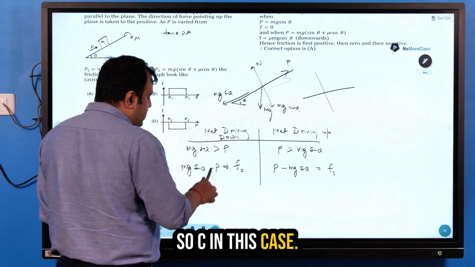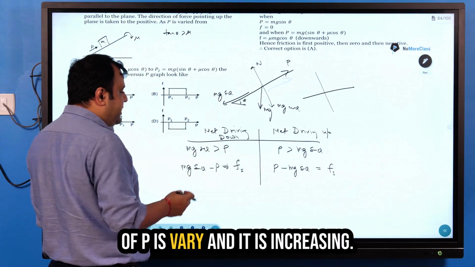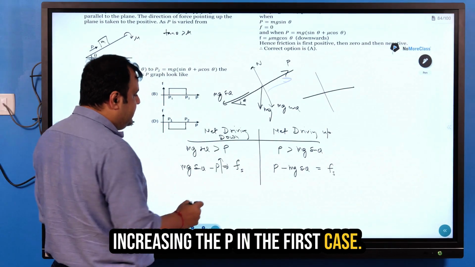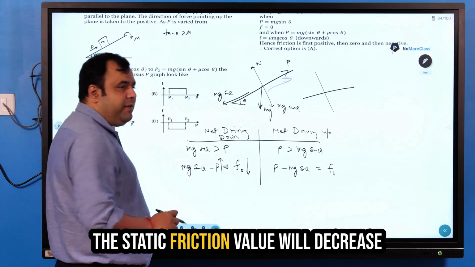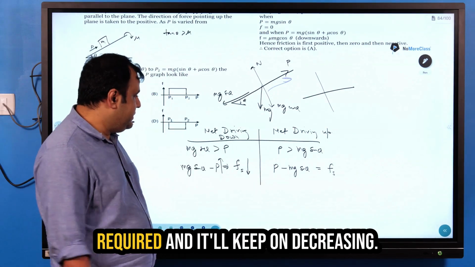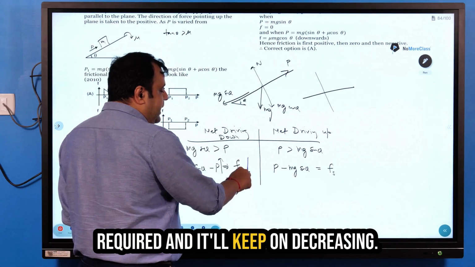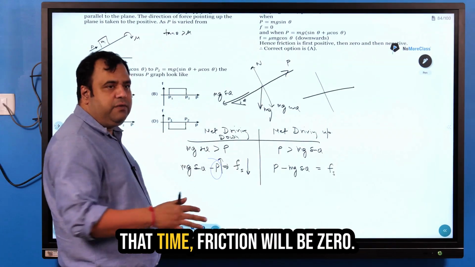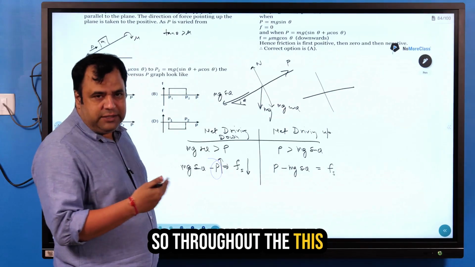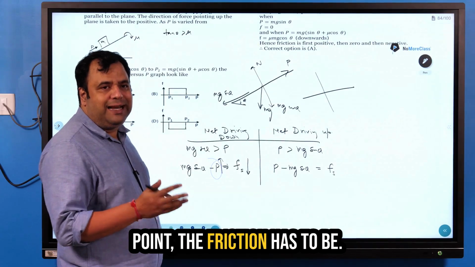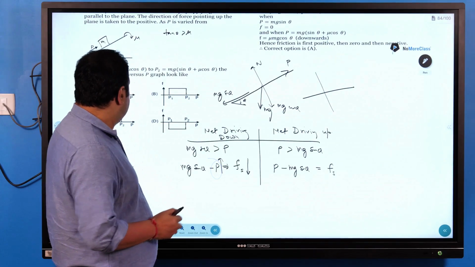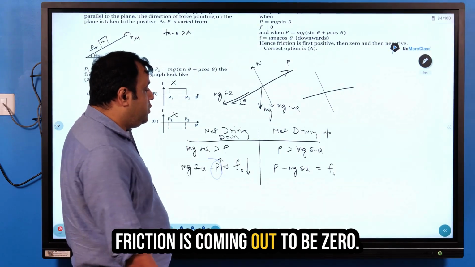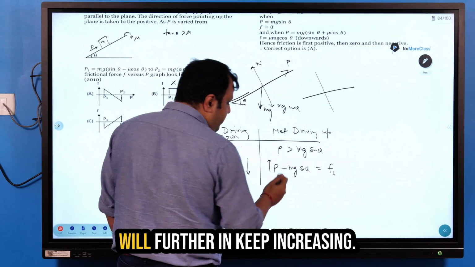So see in this case, I'm increasing the P. The value of P is varying and it is increasing. So when I'm increasing the P in the first case, the static friction value will decrease because less amount of friction is required. And it will keep on decreasing and finally it will become zero. It will become zero when mg sin theta is equal to P. At that time, friction will be zero. So throughout this variation, somewhere at one point, the friction has to be zero. Not possible, these two options, because there is no point where the friction is coming out to be zero.